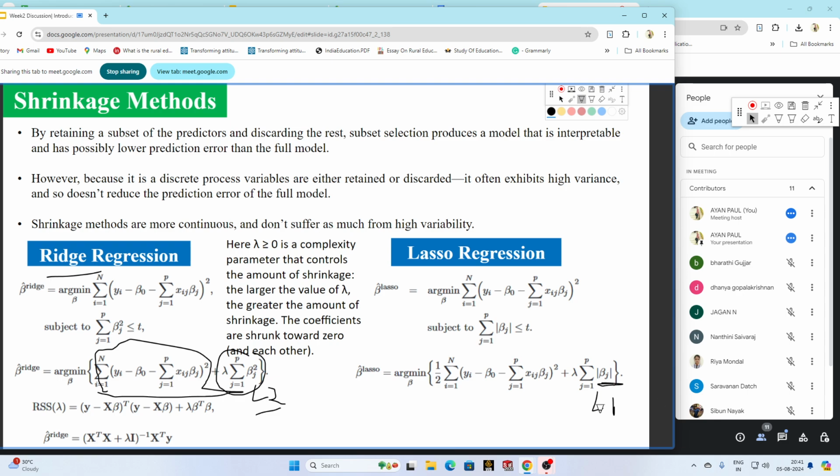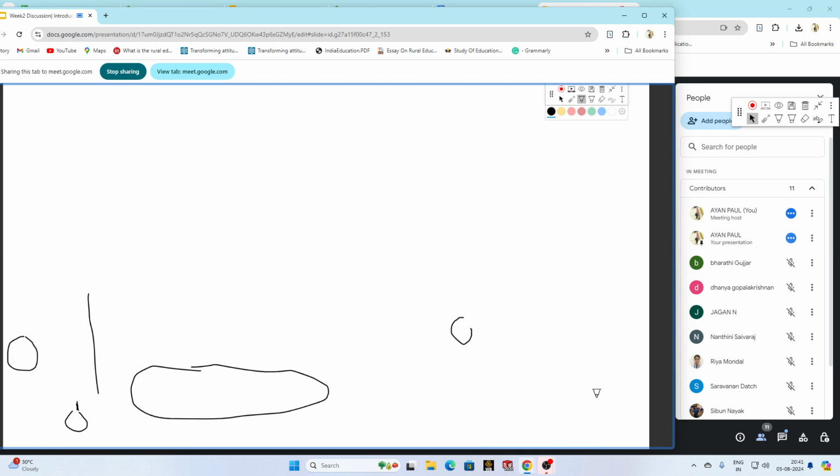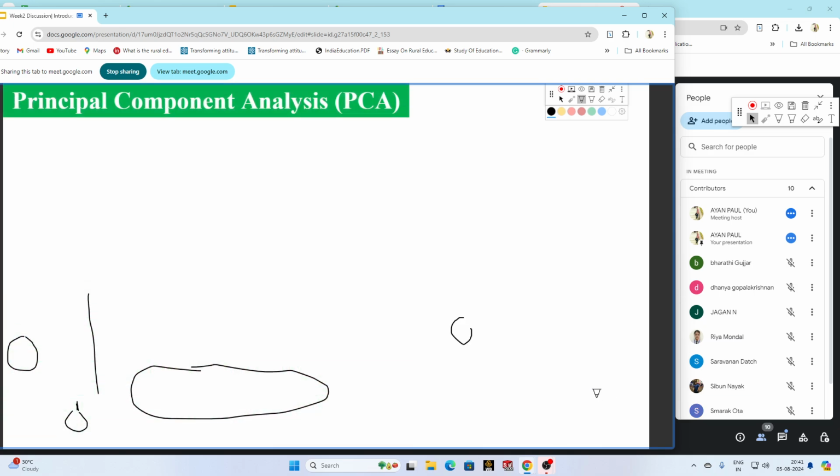In lasso, this penalty term will be proportional to only beta, that is why it is called L1 regularization. Okay, so this is a shrinkage method. This is the second thing, how we can reduce the dimension. We have the third and last thing, how we can reduce the dimension: principal component analysis. This is a feature extraction method.